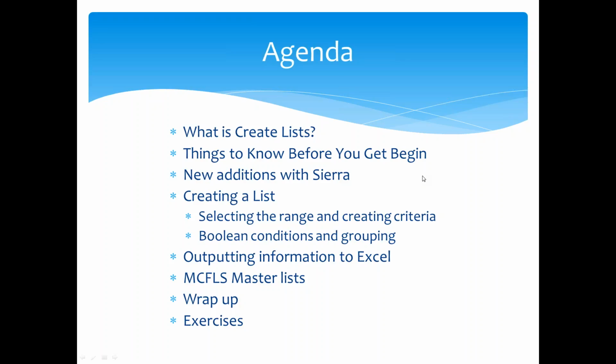We'll take some time in putting this information into Excel. We'll look at McFliss master lists, the ones that we've continued to develop and maintain on the system, either on a weekly or monthly or quarterly basis. And then we'll wrap up things and do a few exercises. So that's the agenda that we've got planned, very similar to what we've done in the past, but there are new wrinkles that we've added.